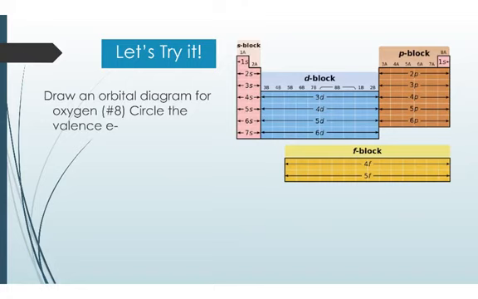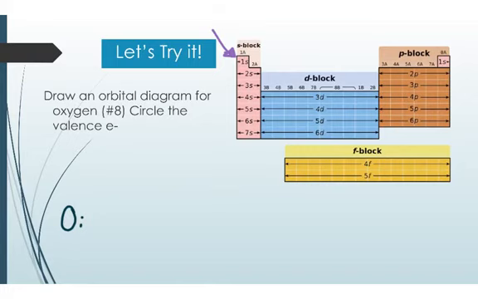So I always start by drawing the symbol for my element and some colons just to say this is the one that I'm looking at. We're going to draw an orbital diagram for oxygen, and then we're going to circle the valence electrons. So again, we're going to use this tool, and it's going to help us figure out where we're putting electrons.